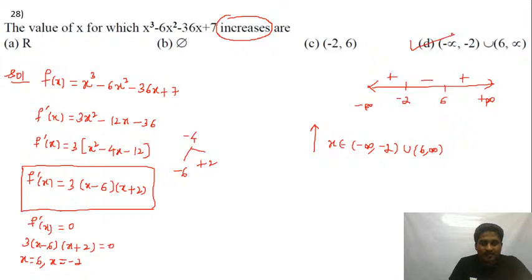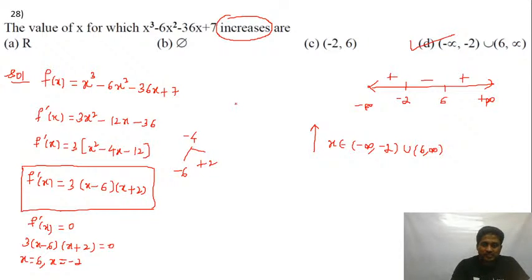Is it clear guys? Everybody on the platform, minus infinity to plus infinity. Fix the roots in increasing order: positive will be increasing, negative will be decreasing. So x belongs to minus infinity to minus 2 union 6 to infinity. There are similar questions in other PYQs also, and we will discuss those questions as well.